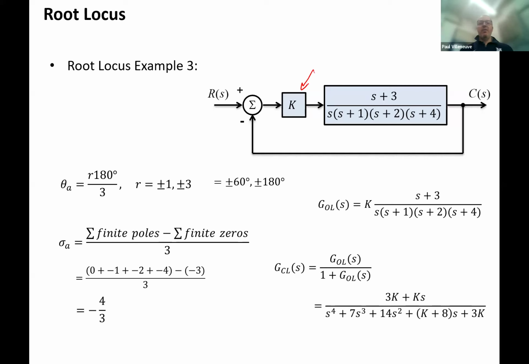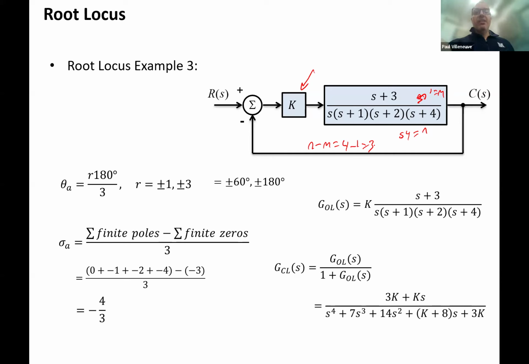So first thing we do is we see that the order of the numerator is 1. The order of the denominator is 4. So I'll put s to the 1. So this is equal to m, and this is equal to n. So n minus m is equal to, no, 3. It's 4 minus 1.